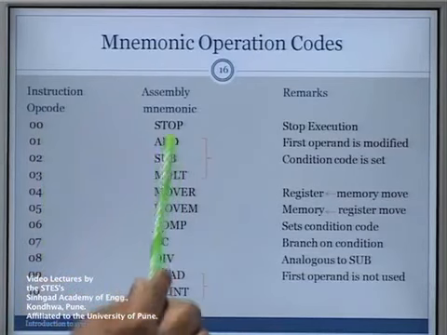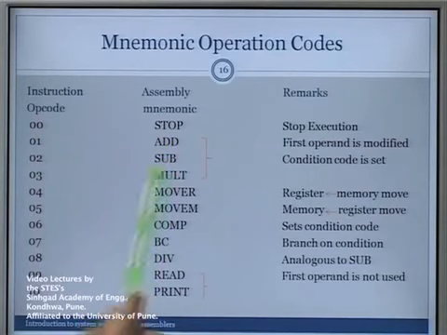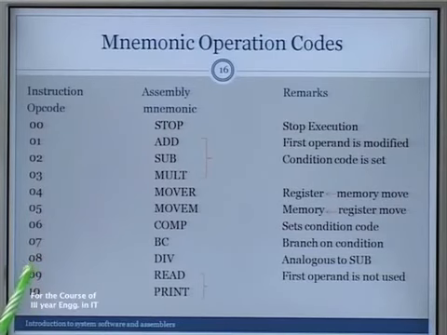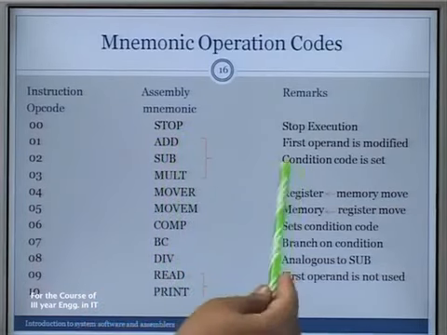Now when you look at these arithmetic operations add, sub, multiply, which are given numbers from 1 to 3, and division, which is given the instruction opcode 8, all the arithmetic operations would be done in the register itself, and the final value would be present in the register itself. That is, if I say add and give 2 operands, the operation would take place in the register, the result would be placed in the register itself, and whenever you perform an arithmetic operation, a condition code will be set.